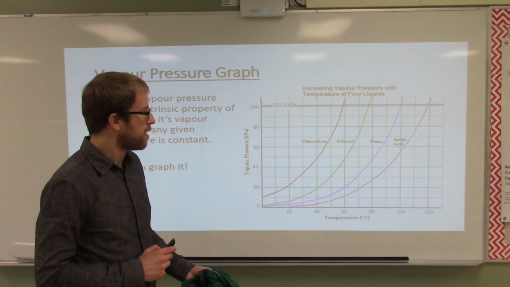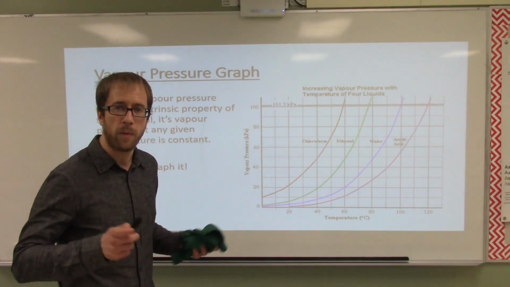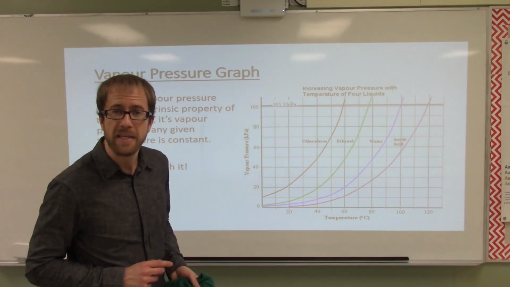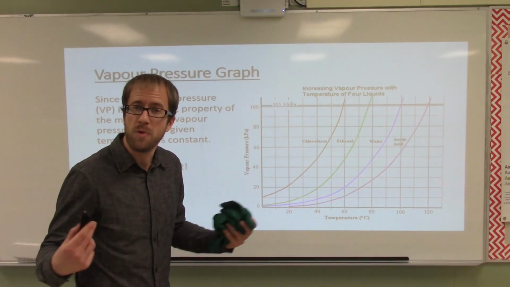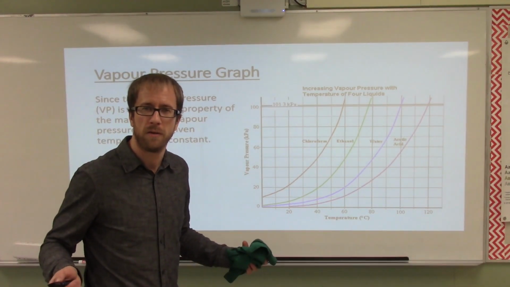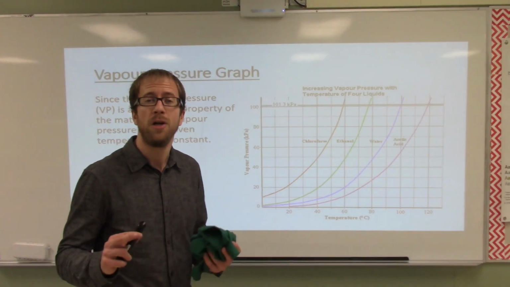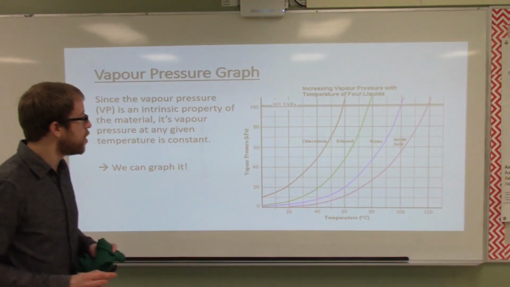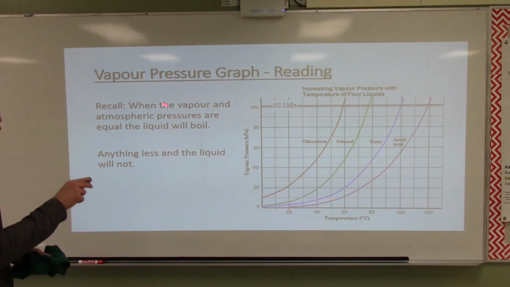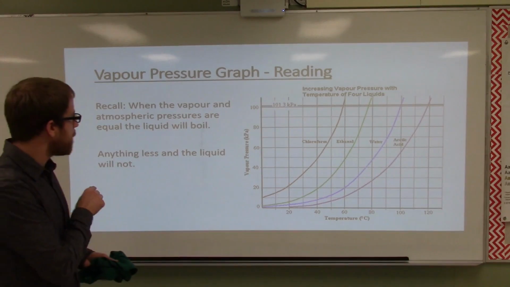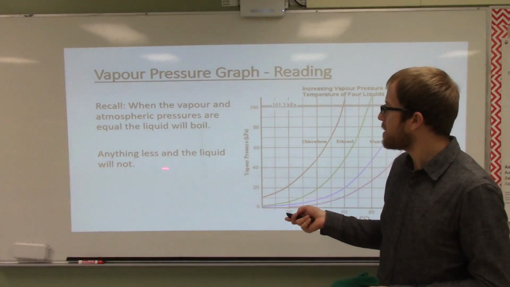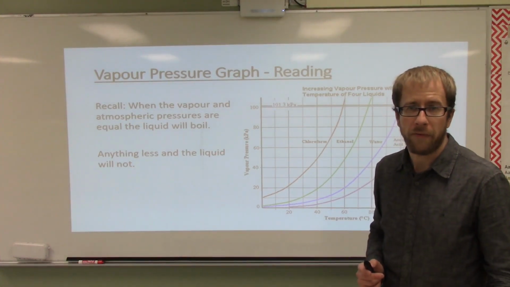Now, let's explore this in a little bit more detail. Let's ask a couple questions about it to help glean some insights into things like, well, what has the weakest IMF here? What has the strongest? At what points will they boil? At what point would it boil if I changed the pressure? So, recall, when the vapor pressure and the atmospheric pressure are equal, they will boil. Anything less and the liquid will not.